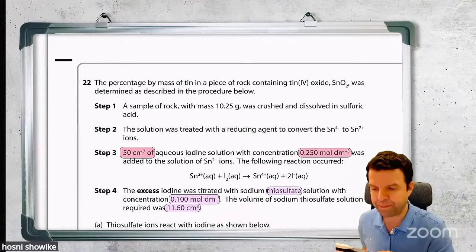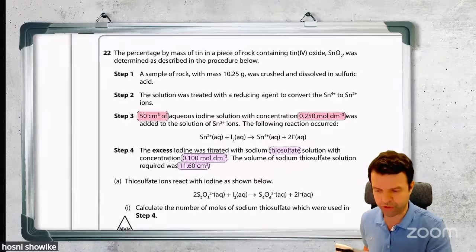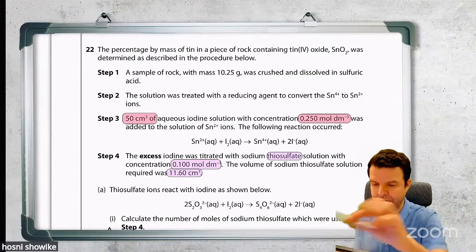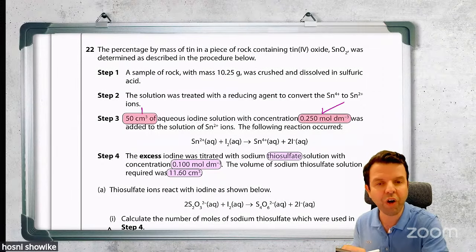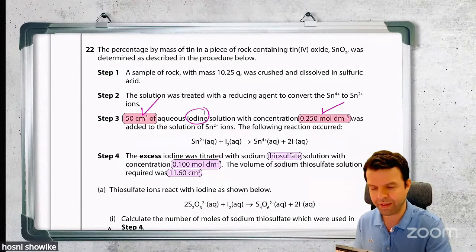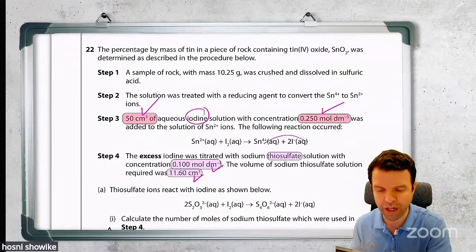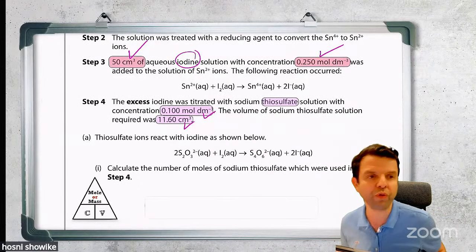Now comes the titration question. They're doing that thiosulfate titration. They gave me here the concentration and volume of iodine. They gave me the concentration and volume of thiosulfate. To start with, they said, find me the moles of thiosulfate.